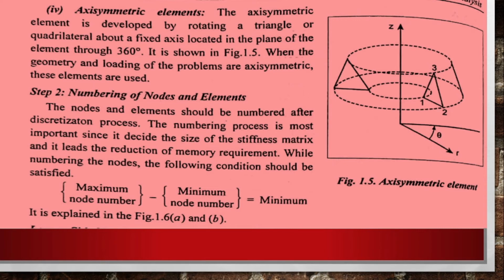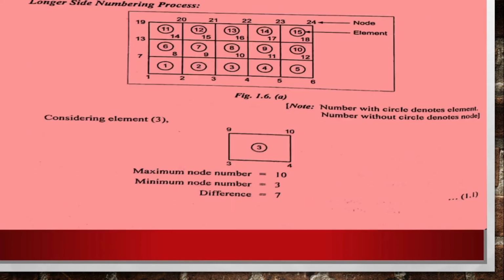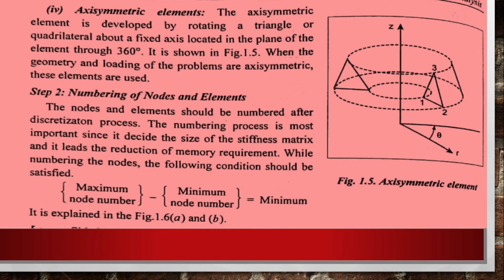But while they are joined, for the first element, the node numbers are 1 and 2. For the second element, the node numbers are 2 and 3. For the third element, the node numbers are 3 and 4. For the fourth element, the node numbers are 4 and 5. And for the fifth element, the node numbers are 5 and 6.